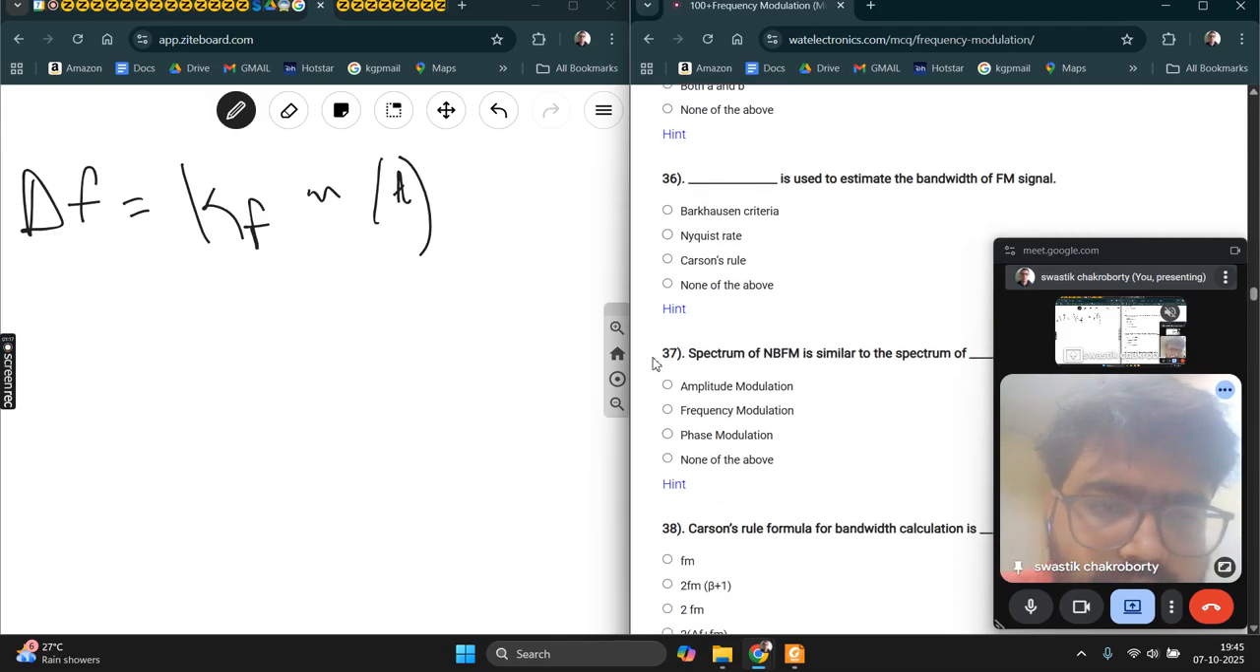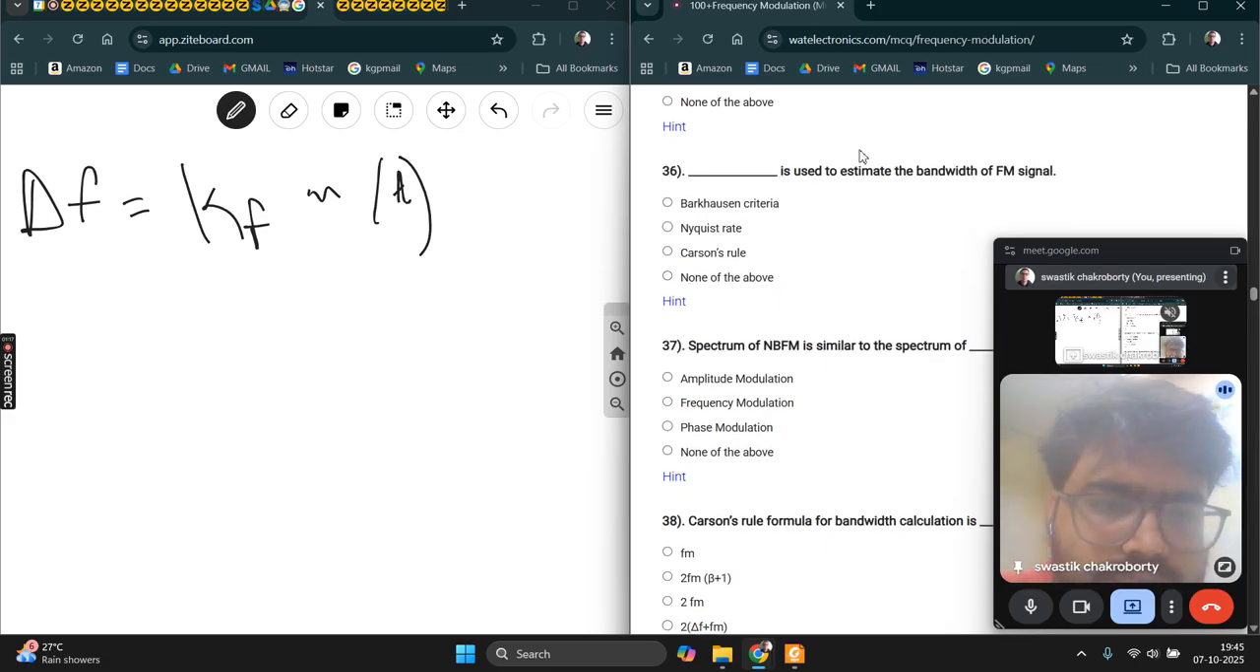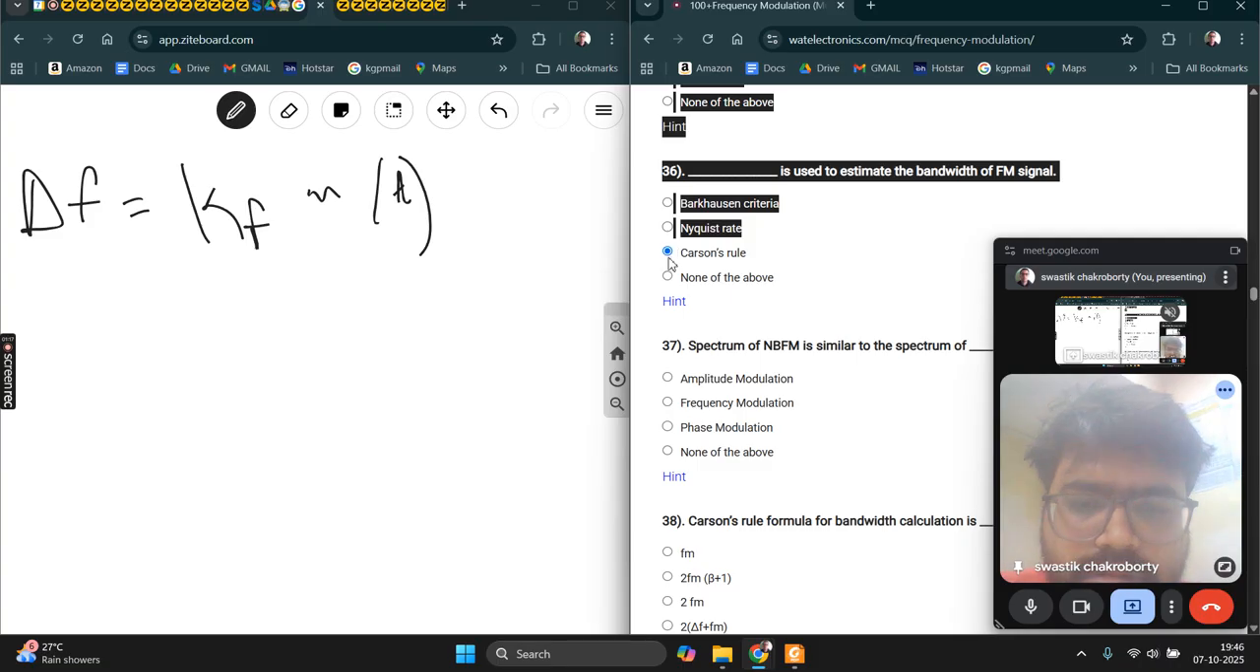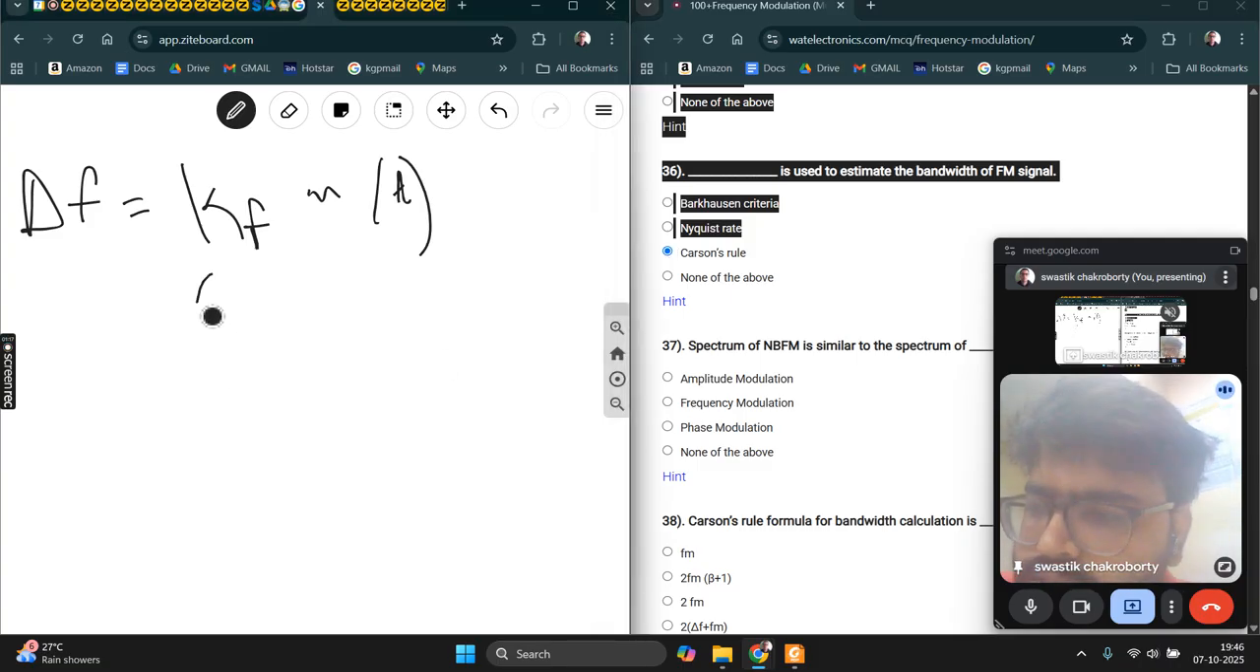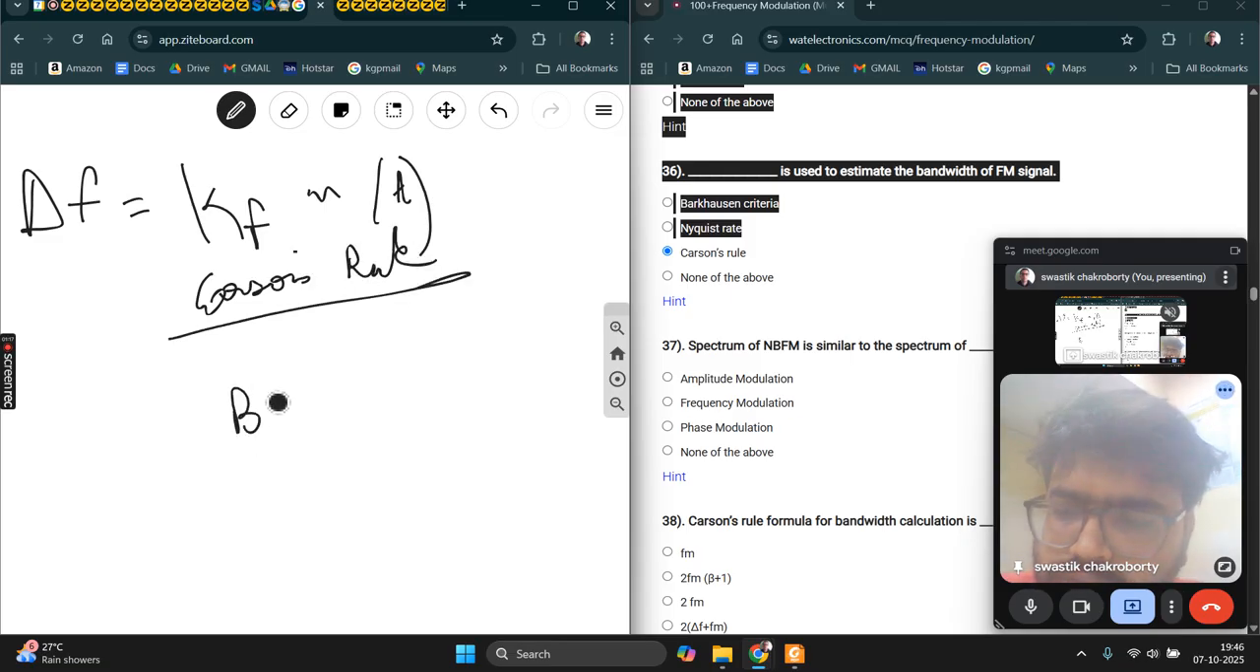Okay. Dash is used to estimate the bandwidth of an FM signal. Carson's rule. So the correct answer is Carson's rule. Carson's rule says bandwidth is twice the sum of the frequency deviation and the message signal frequency.